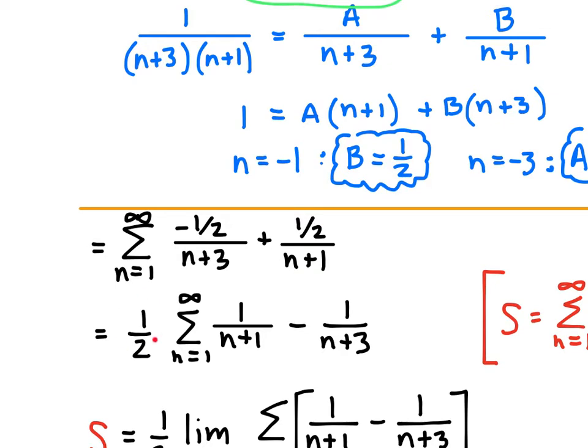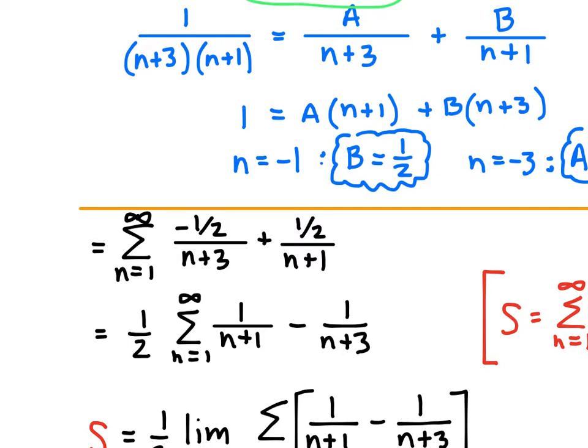So I can take 1/2 times that series, the sum of all these terms in these sequences. And I'm just going to rearrange it so it's my positive minus this one. So 1 over n plus 1 minus 1 over n plus 3.